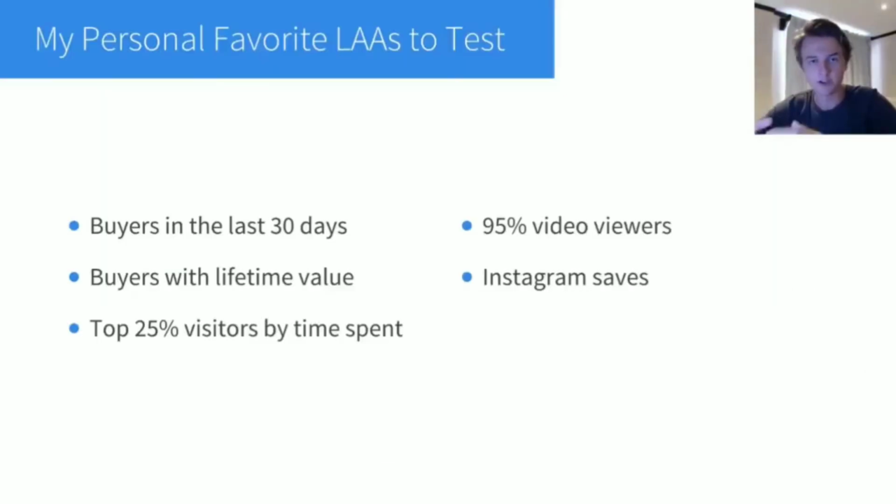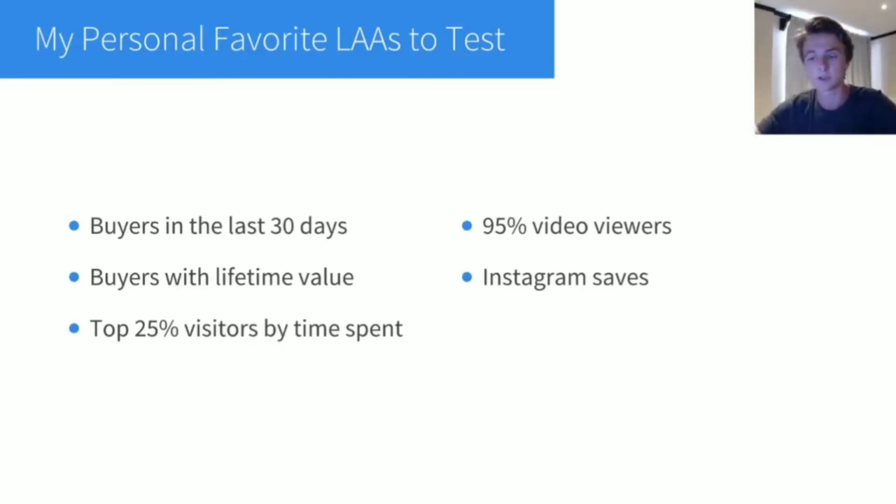So that's pretty much it for the strategy, guys. I hope you enjoy it. I just want to add a little thing before I end the video. My personal favorite lookalike audiences to test with this strategy. Number 1 is buyers in the last 30 days. And then I also like testing buyers with lifetime value. That's another option that you can do when you're building a custom audience. It's going to take into account the lifetime value of your buyers as well, and you're going to get a slightly different lookalike audience.